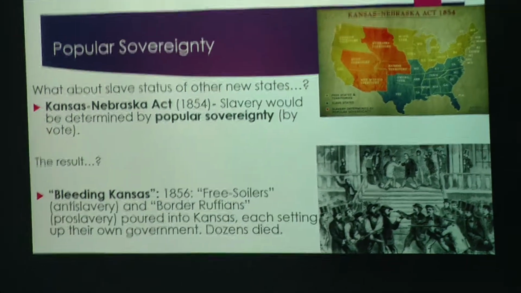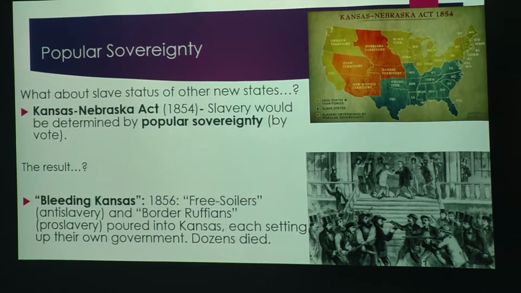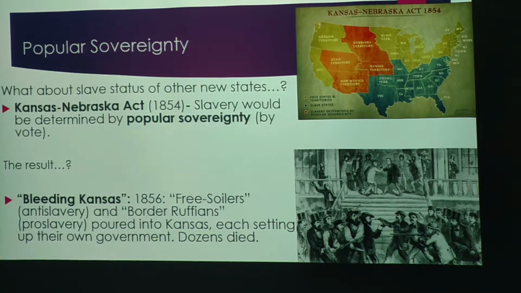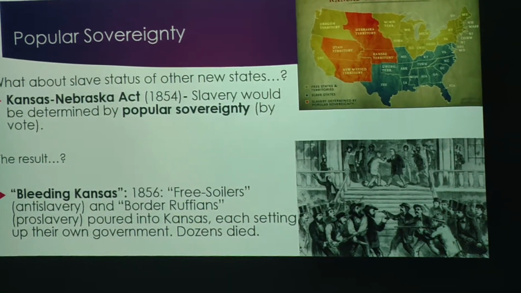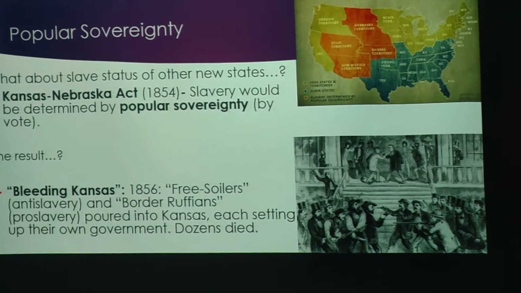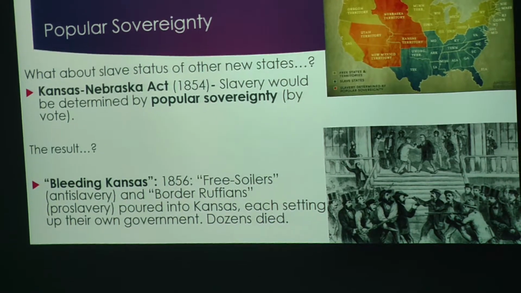Popular sovereignty, let's talk about that for just a second here. Kansas-Nebraska Act in 1854. Kansas and Nebraska are two territories. They want to go ahead and come into the Union like California did. How do they figure all this out? They're not going to be able to do a deal quite like they did with California, so they say, let popular sovereignty decide. The people get to decide. The people are going to vote.